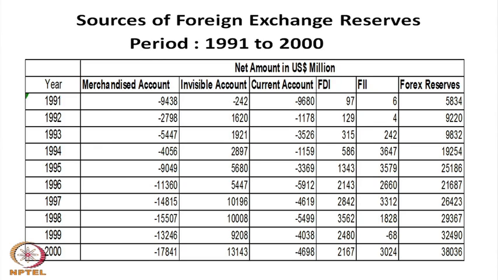So, we generally have a negative in our export import, and the invisible account was not developed in 91, 92, because of this invisible is negative. Similarly, the current account deficit is also negative. However, India received a minute level of foreign direct investment, that is 97 million in 91. FII investment was almost negligible and forex reserve was 5,834 million US dollar. This is a very minute level, which is not sufficient to pay for our 1 or 2 months of import requirement.